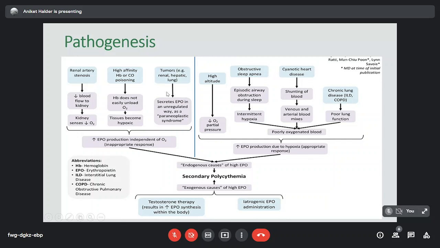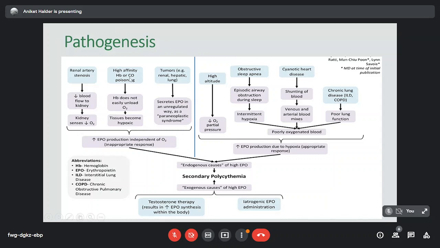In the left hand portion, we can see the different causes of inappropriate response, where there is increased erythropoietin production independent of the oxygen levels. This can be seen in different renal diseases like renal stenosis, in hydronephrosis, or different renal cysts, where there is local hypoxia in the kidney. Due to this local hypoxia, the kidney senses the decreased oxygen, causing increased erythropoietin production.